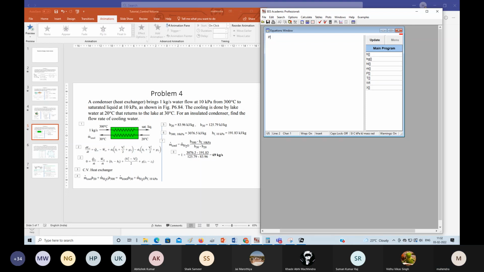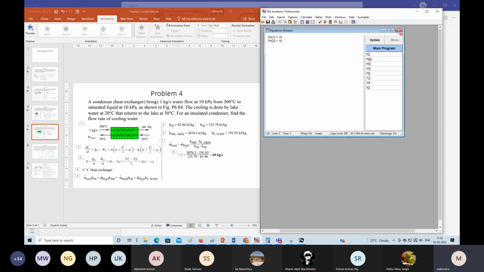P, let us consider the hot side. Let us consider this is the hot fluid, this is the cold fluid. So let us consider P hot 1, that is the inlet, is 10 kilopascal. Directly in kilopascal it is given. P hot 2, that is the outlet, equals how much can we consider? This is the same, right? Pressure is the same. We need not consider it again. Okay, no problem. Anyhow, let us consider it.